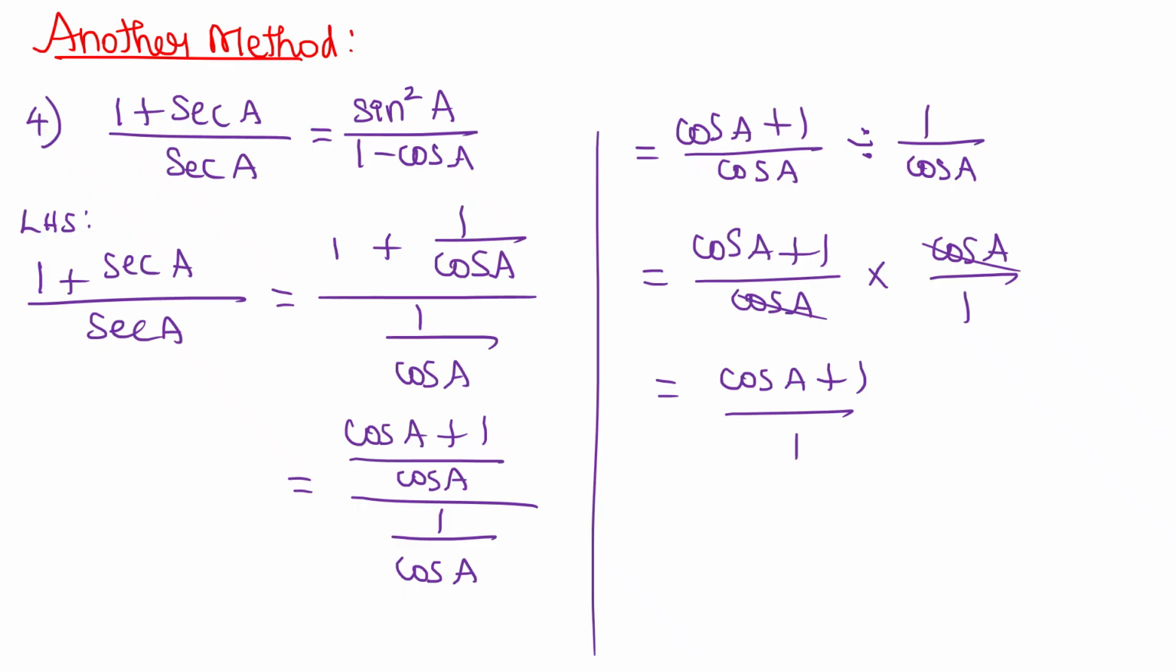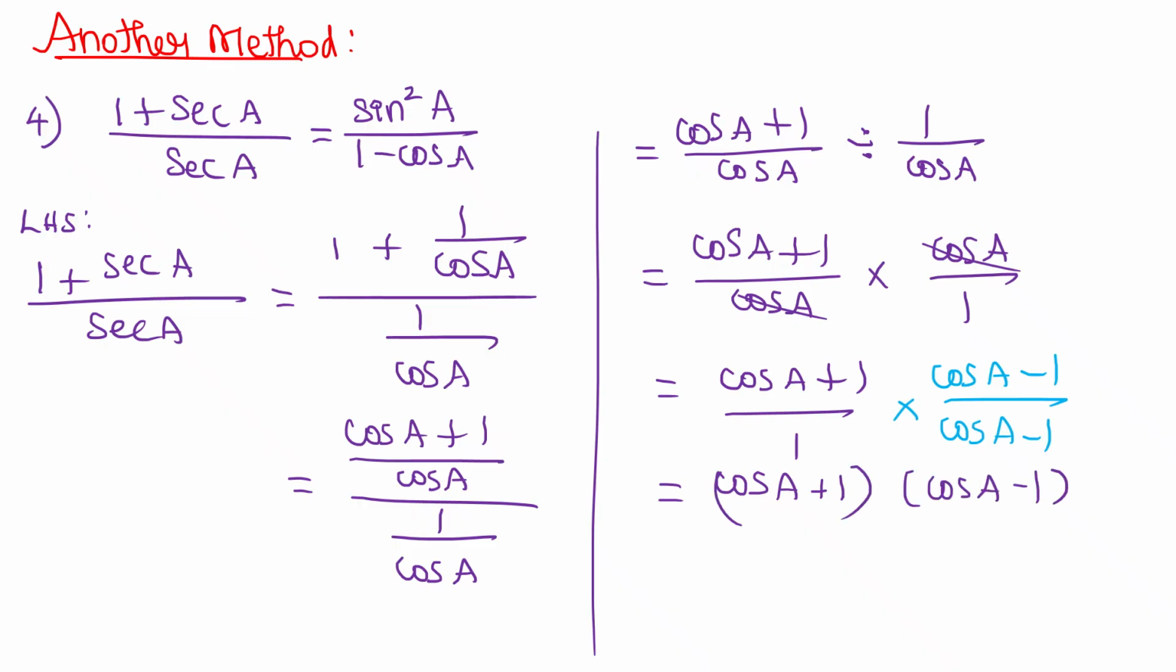Usually you do a rationalization, right? In a similar manner we are going to do it here also. The numerator and denominator you are supposed to multiply by the opposite, like when you take the conjugate of a root. The same thing we are going to apply here. Cos A plus 1 will change into cos A minus 1. Whatever you multiply in the numerator, the same thing should be multiplied in the denominator. It's very, very important. Then you will have (cos A plus 1) into (cos A minus 1), that whole divided by (cos A minus 1).